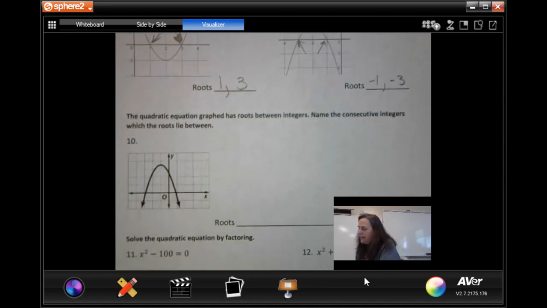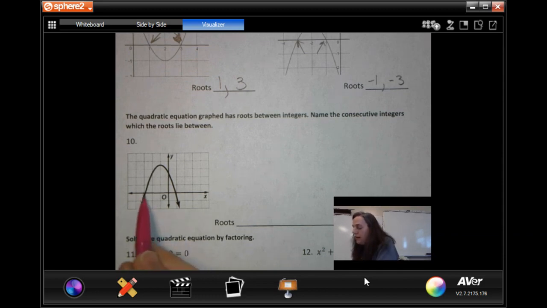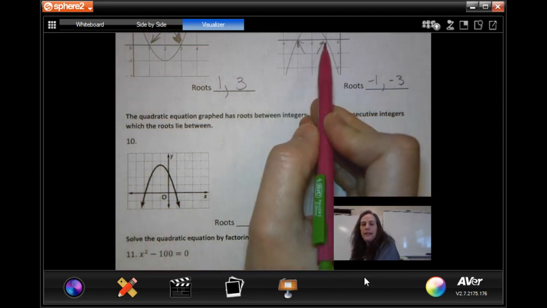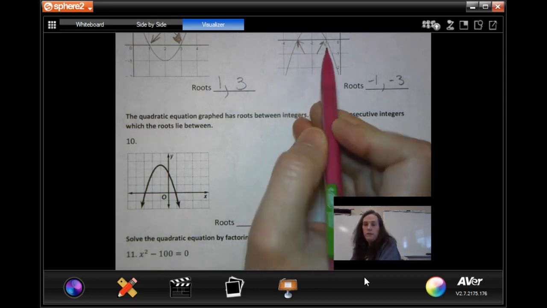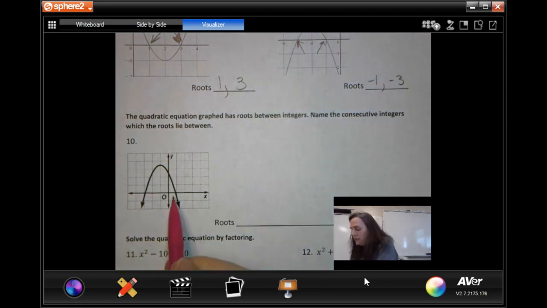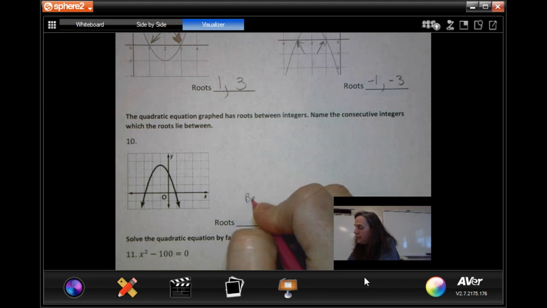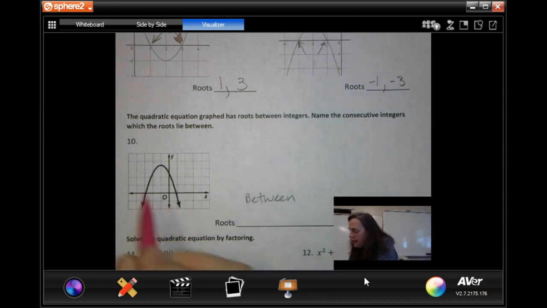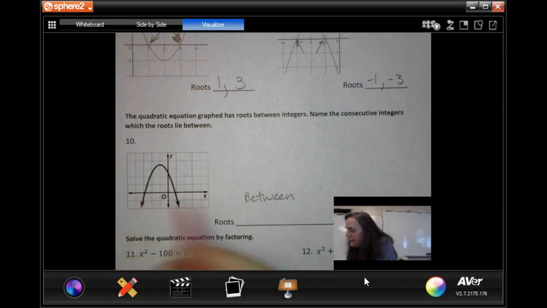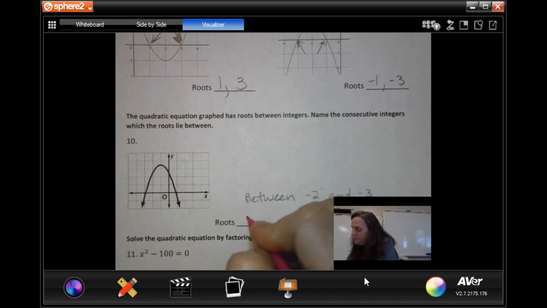Next, the quadratic equation graph has roots between integers. Name the consecutive integers which the roots lie between. Okay, so it's not right on a perfect number. These guys landed on a perfect whole number. These ones do not. So this is where you have to say between, and then let's see, this is -1, -2, and -3. It's between -2 and -3.